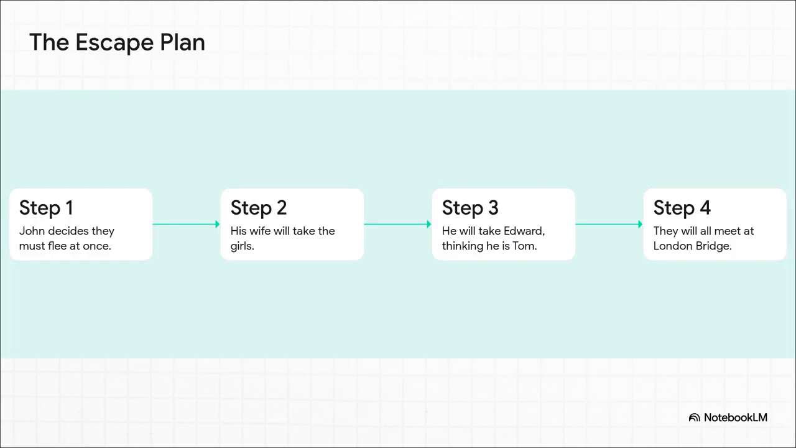So this desperate escape plan gets thrown together in a panic. John tells his wife, "We have to go, right now." She's going to take the girls, and he's going to take the boy he thinks is his son, Tom, who is really Prince Edward.